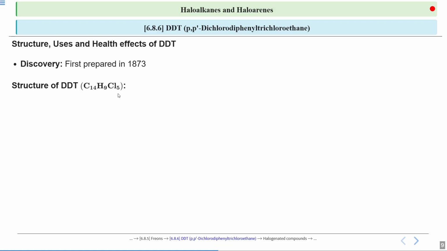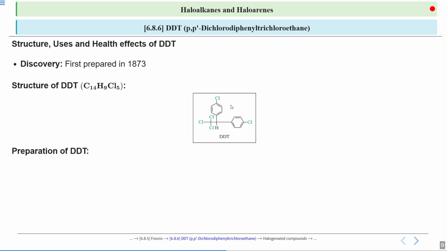So this is a polyhalogen compound. And if we talk about the structure, this figure shows the structure of DDT. You can see 2 chlorobenzene rings are connected with the carbon here, and this carbon is binding with this carbon, which is having 3 chlorine atoms over it, right? 3 chlorine atoms are attached to this single carbon, and this carbon is attached to the carbon which is binding with these 2 chlorobenzene rings. So this is the structure of dichlorodiphenyltrichloroethane, or you can say DDT. This is a polyhalogen compound.